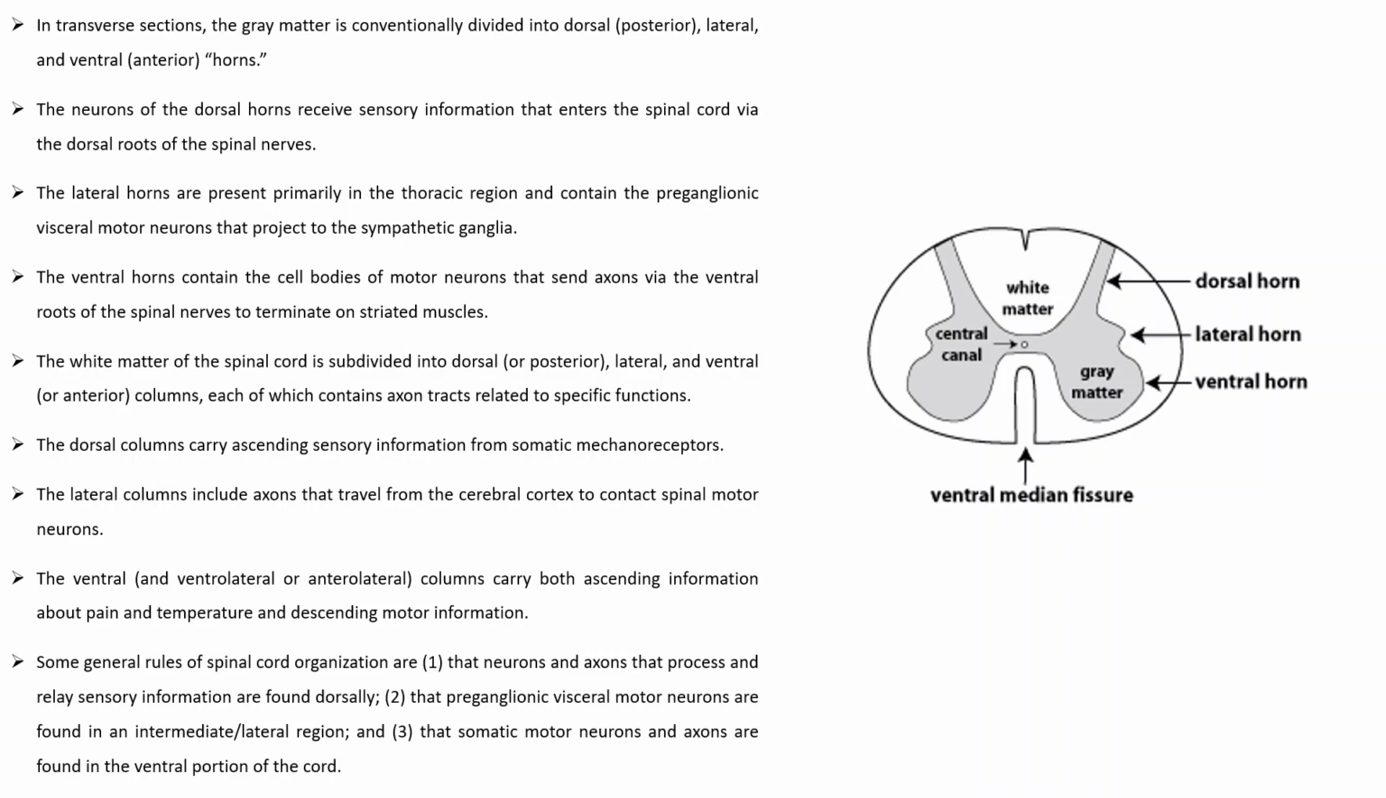Some of the general rules of spinal cord organization are that the neurons and axons that process and relay sensory information are found dorsally. The preganglionic visceral motor neurons are found in an intermediate region, while the somatic motor neurons and axons are found in the ventral portion of the cord.